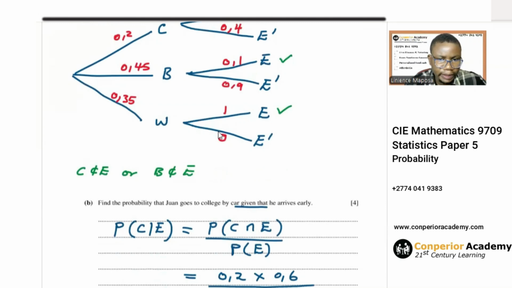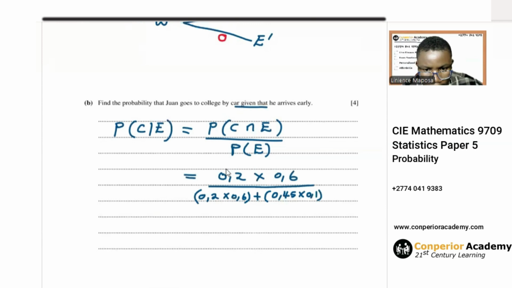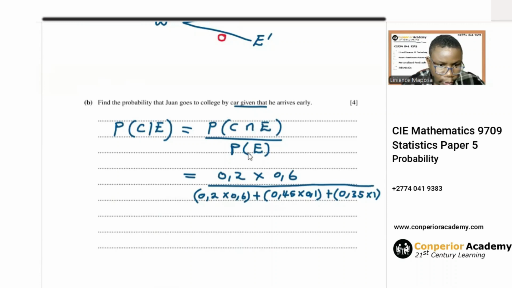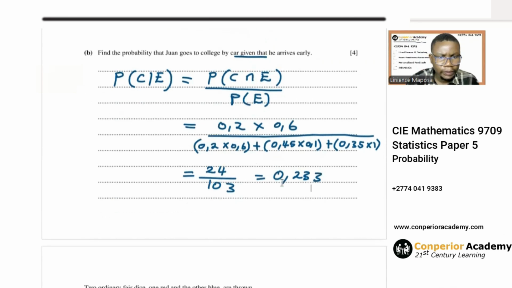So I am going to erase this, and I'll write down here the probabilities. Our denominator becomes the probability of using a car and being early, and then I must add the probability of using the bus, which is 0.45, and being early multiplied by 0.1. So that is 0.45 times 0.1, and then plus the other probability, which is 0.35 times 1, so 0.35. This gives me 24 over 103, which in decimal is equal to 0.233. We are done with this one. Move on to the next.